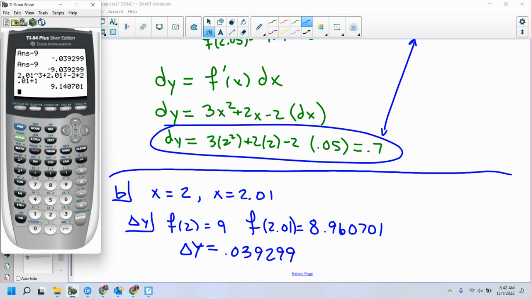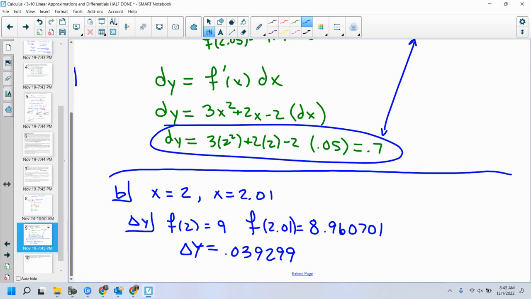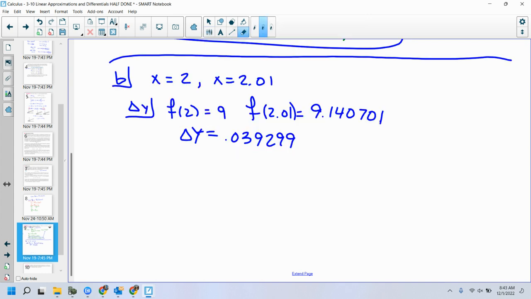140,701. Oh, that's 9 points. Okay, that sounds a lot better. So my delta y is actually easier to find now. 0.140701. Right? That's my true delta y.